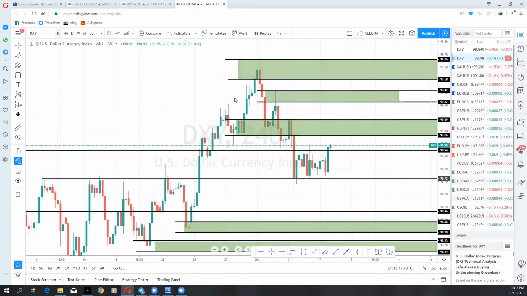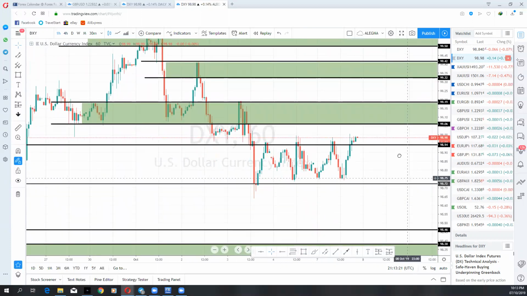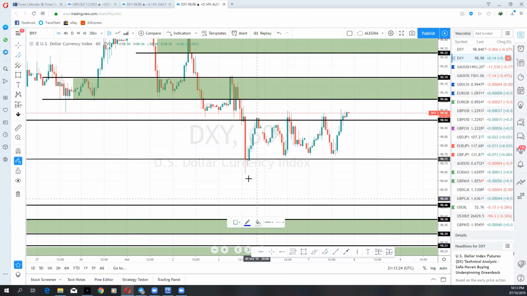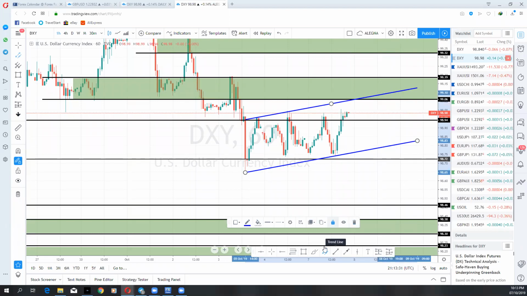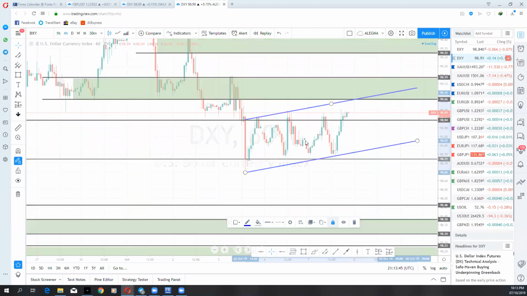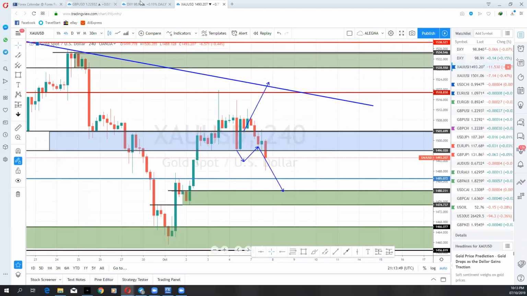If I drop down to my 1 hour time frame, which I don't normally do, I noticed something, so let me draw this up. We have a rising channel, and if you observe, it is terminating at this area. Let's see how it plays out tomorrow. If this area holds, then the price might drop back into the channel. Remember, this is on the 1 hour time frame. So let's leave it like this and move over to our next pair, which is gold.